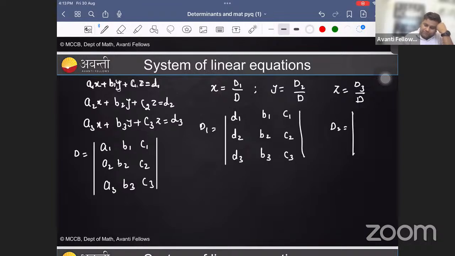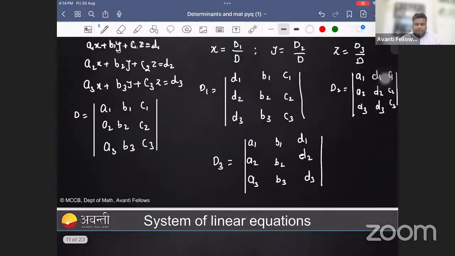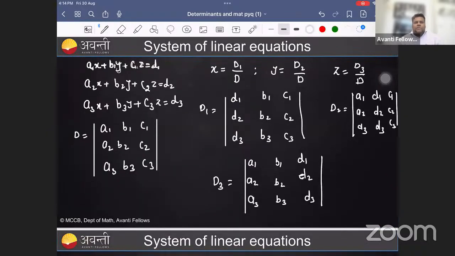Similarly, D2 is what? Replace the column of the coefficients of y, that is b1, b2, b3, by d1, d2, d3, keeping a1, a2, a3 and c1, c2, c3. And finally, your D3 will be a1, a2, a3, b1, b2, b3, d1, d2, d3. So this is how we obtain the solutions of these equations. Now see, if equations are solvable, it is fine. You just find the values of D, D1, D2, D3, and you get the answer.